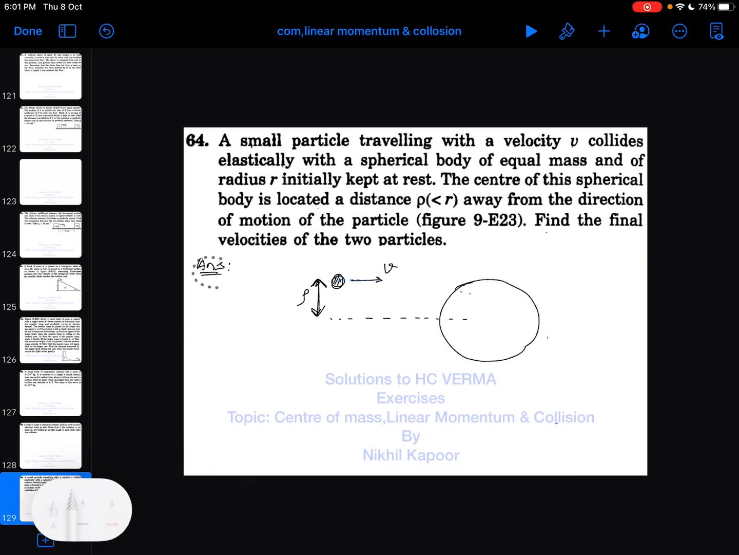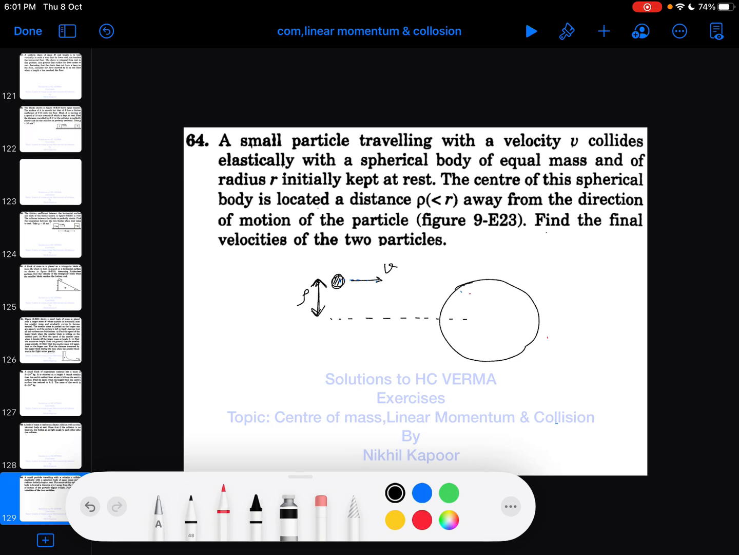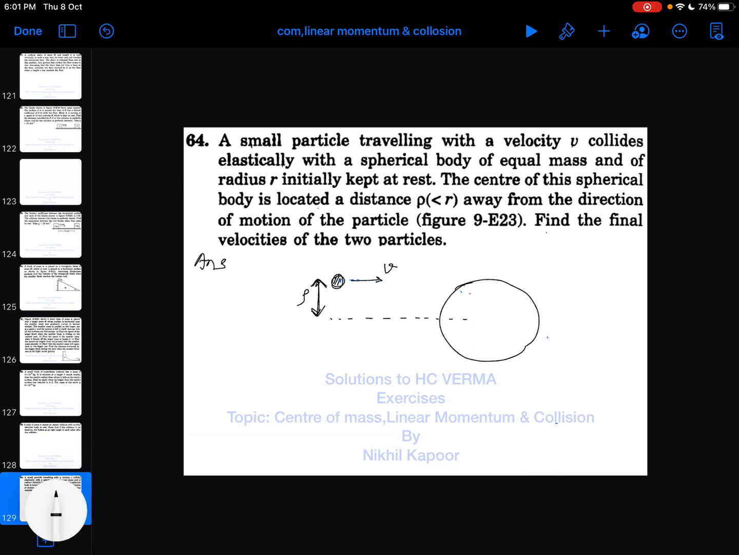With the 64th example, and what is said in this example: a small particle traveling with velocity v collides elastically with a spherical body of equal mass. So first of all, their masses are equal and the collision is elastic, so the coefficient of restitution is 1 and their masses are equal. The radius is r of the spherical body as shown in the figure. The figure is also given to us. We have to find the final velocities of the bodies.